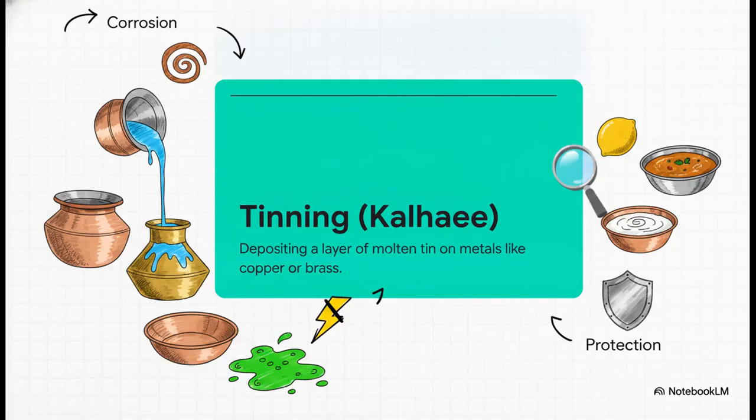Another traditional and very important method is tinning, which is known locally as kalhai. Here, a layer of molten tin is deposited right onto copper or brass vessels. Now, why do we do this? Well, if you put acidic foods like buttermilk or certain curries into a bare copper vessel, a poisonous greenish layer forms and spoils the food. The tinning acts as a safe protective shield for our cooking.